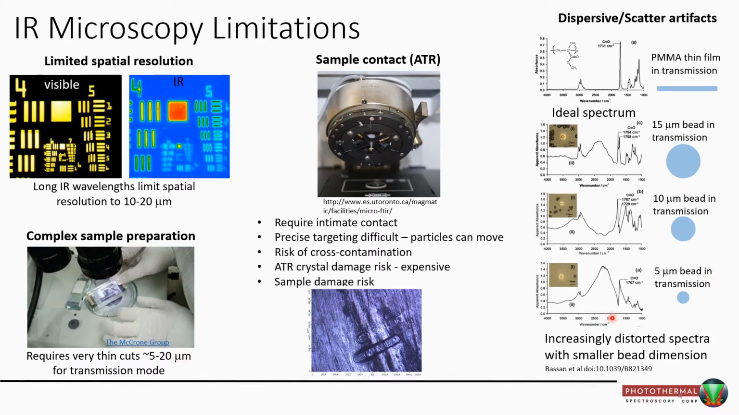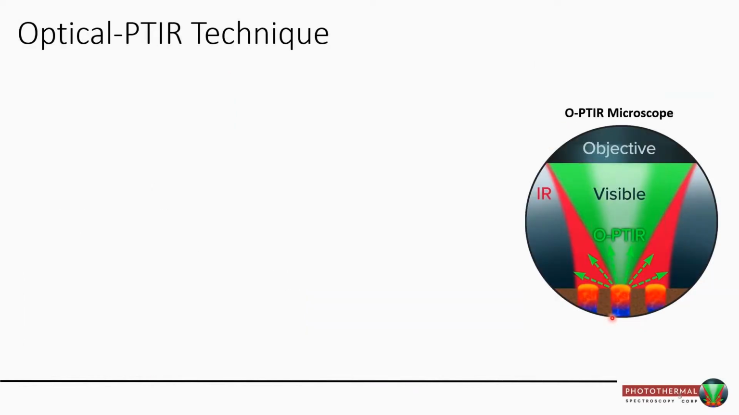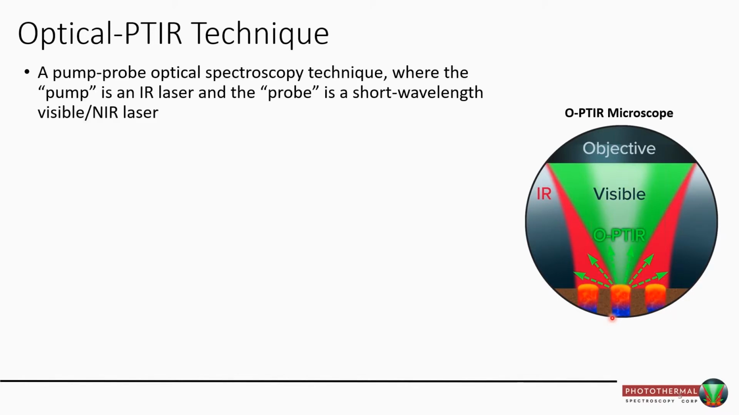So you can see that with changing the shape and size of your particles, you get distorted spectra, which is not what you really want. You want to be able to rely on the spectra independent of shape and size or surface roughness. Right, so we get over all of those really with optical photothermal infrared, O-PTIR.